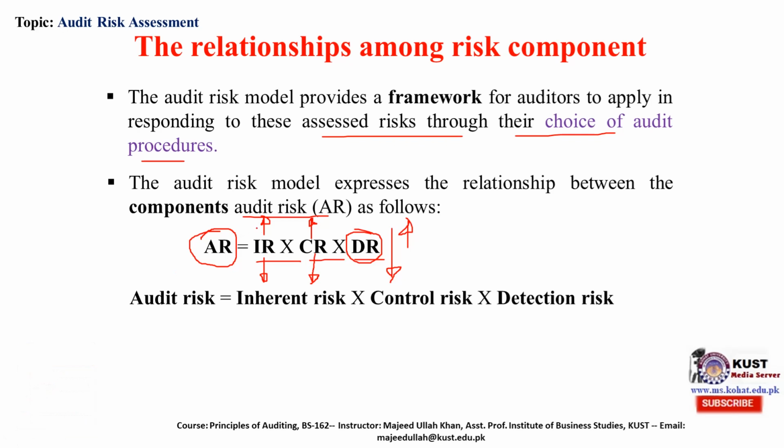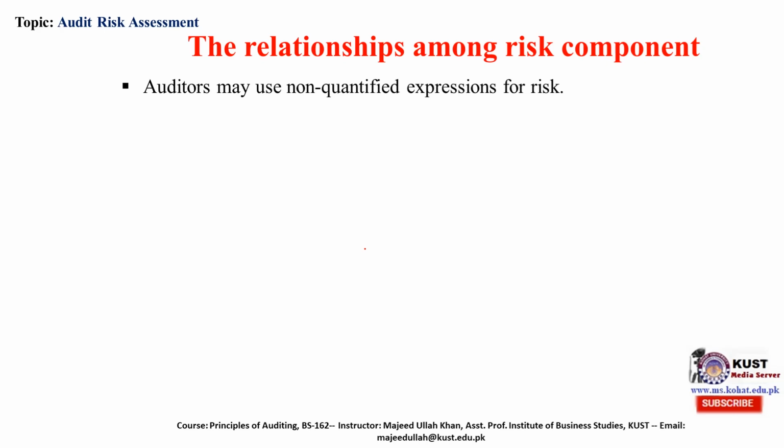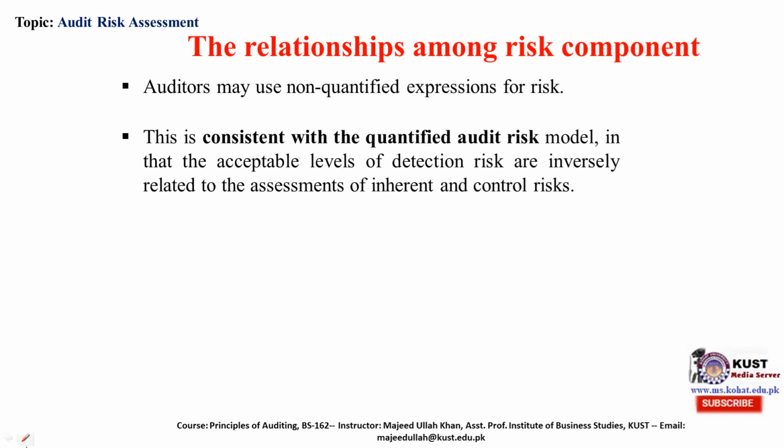These two are not in the control of the auditor. He will just assess these two risks, and then he will apply his substantive procedures, which will reduce detection risk. There is an inverse relationship. If they are high, he would try to reduce detection risk. If these are low, there is no need to be worried about the detection risk. The auditor may use non-quantifiable expressions for the risks, such as using their personal judgment. This is consistent with the quantifiable audit risk model, in that the acceptable level of detection risk is inversely related to the assessment of inherent and control risk, as discussed in earlier slides.